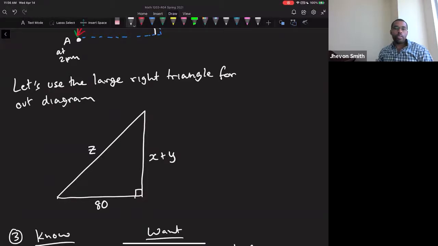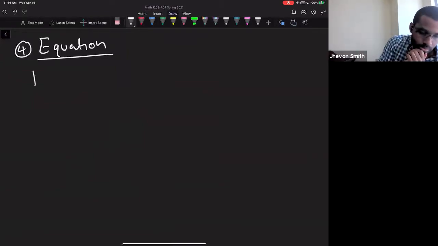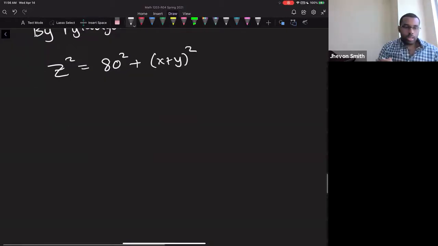Z squared equals 80 squared plus (x plus y) squared. So we have Pythagoras' theorem. By Pythagoras, we know that z squared is equal to 80 squared plus (x plus y) squared. So that's our equation.